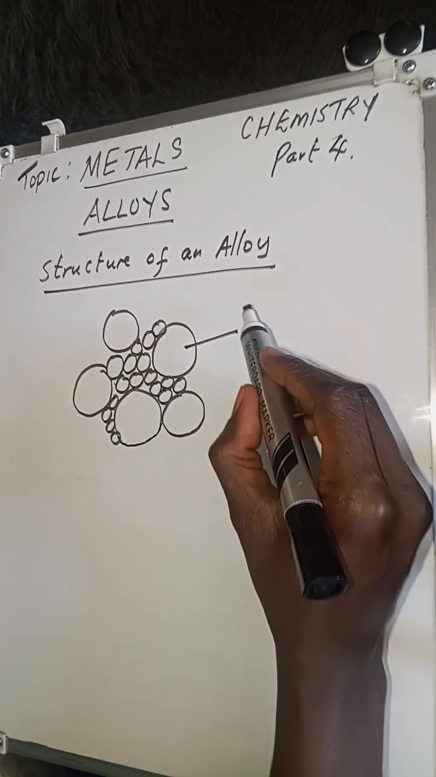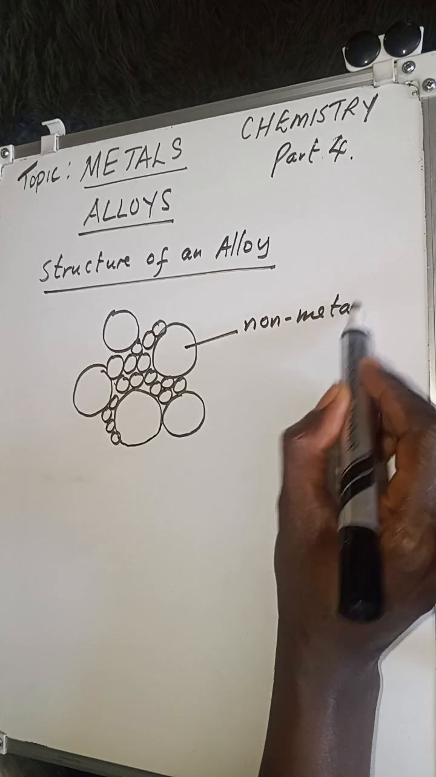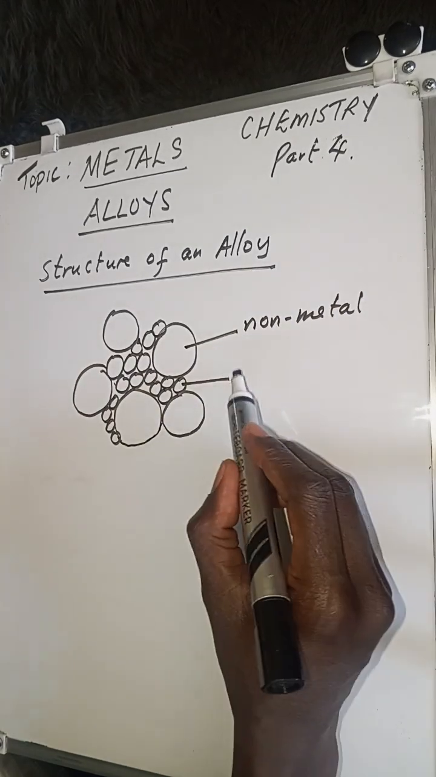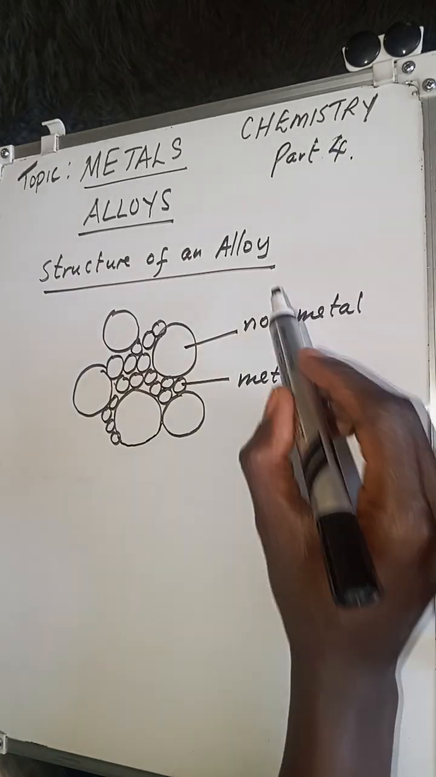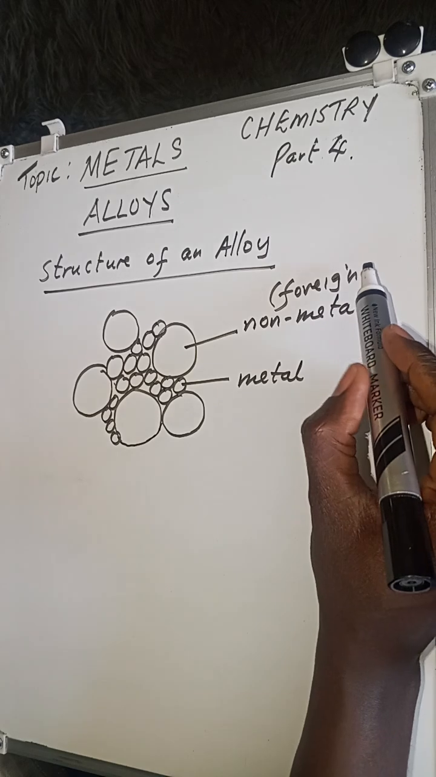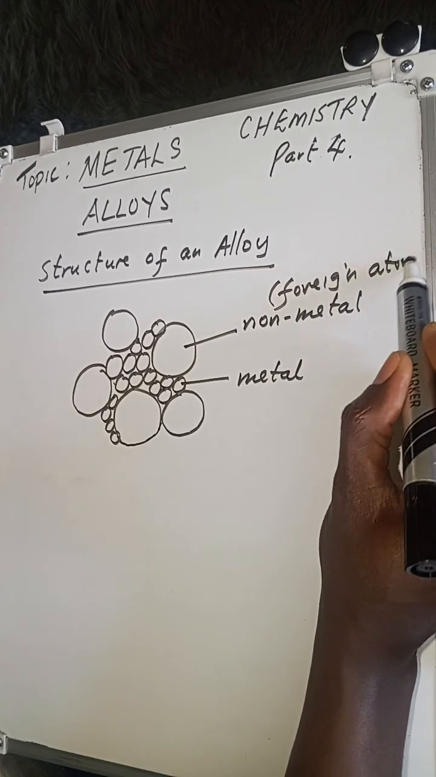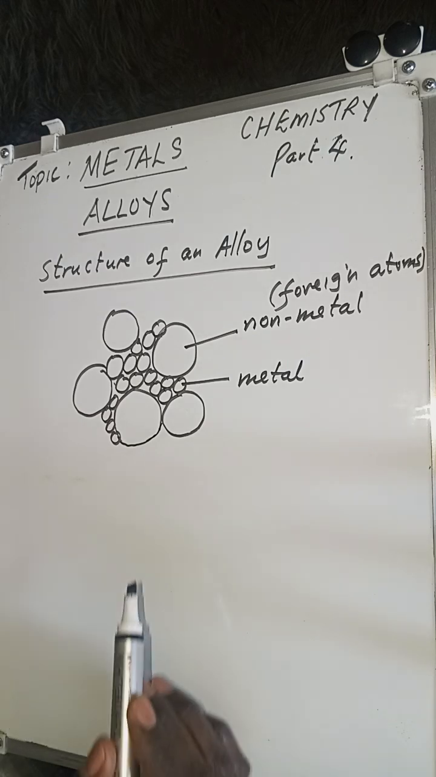So for example, the bigger ones are representing non-metals. Then the smaller ones are representing the metal. The non-metal is representing what we can call the foreign atoms that have come in. So that's the way you represent the structure of an alloy.